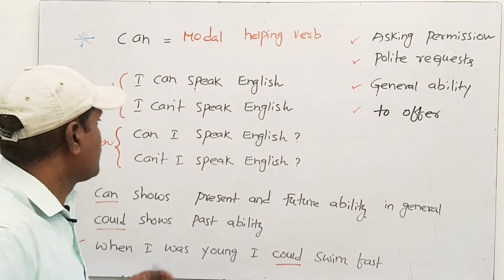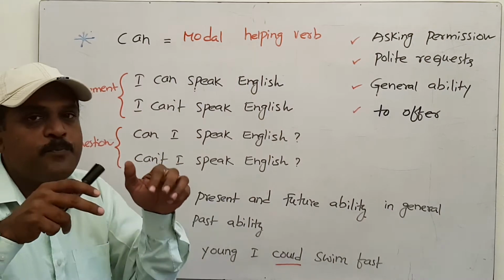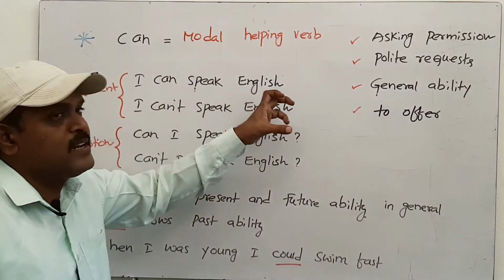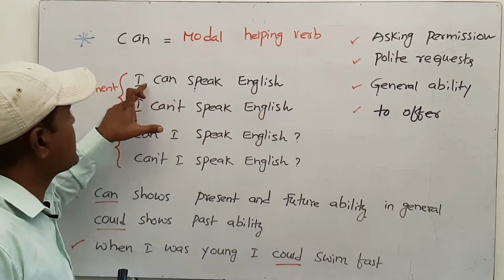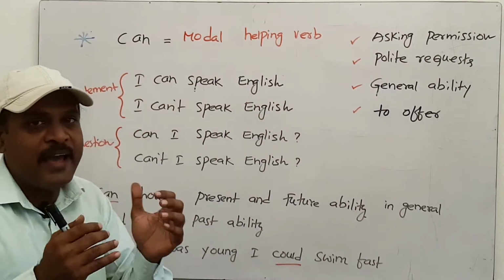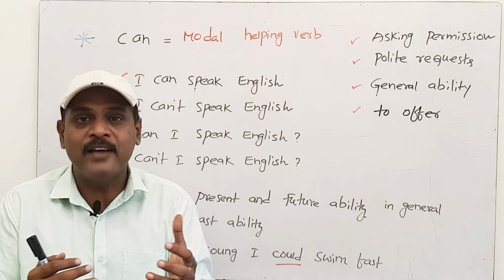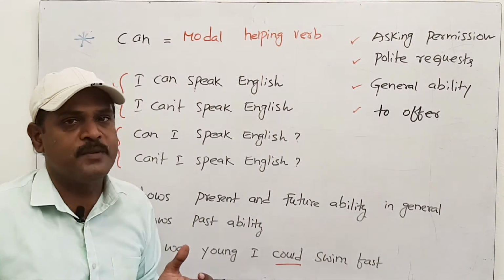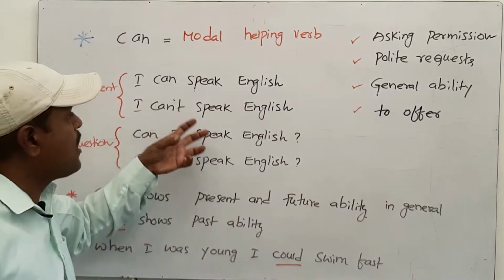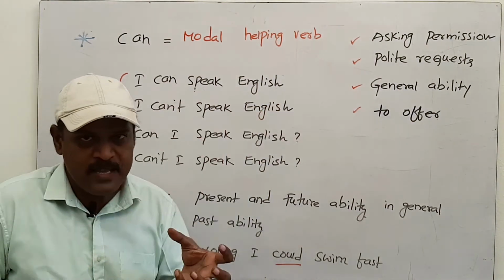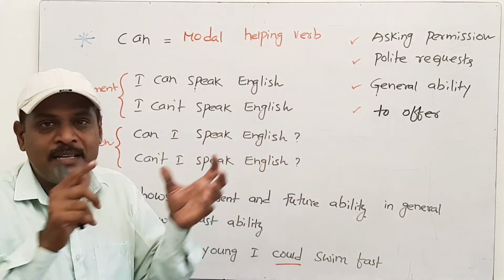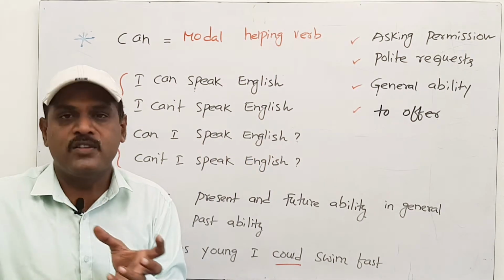First one, statement. That is the positive statement. I can speak English. Subject is first, then can, and then V1. I can speak English means I have the ability to speak English. Negative statement: I can't speak English. That means I don't have the ability to speak English. Can't: can plus not is equal to can't.